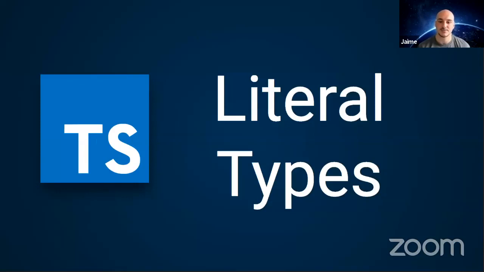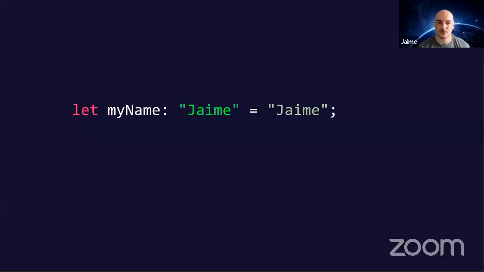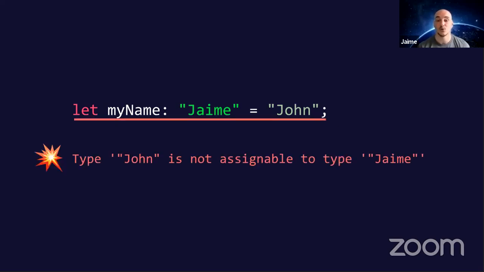In fact, these types that we saw are called literal types. So they are actually types that you can use. So here I'm creating a variable, and I'm using a literal type, Jamie, so that this variable can only ever be Jamie. If I try to change it to John, the compiler says, no way, because this has to be type Jamie. It's a literal type.